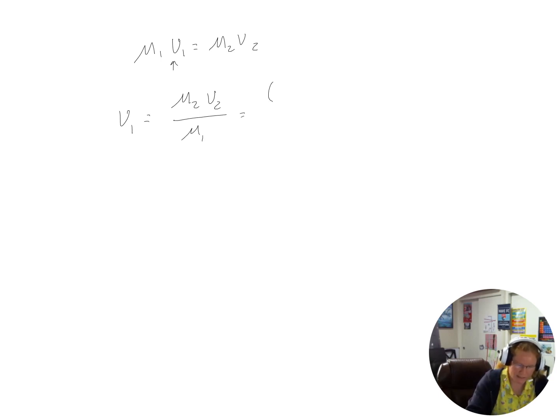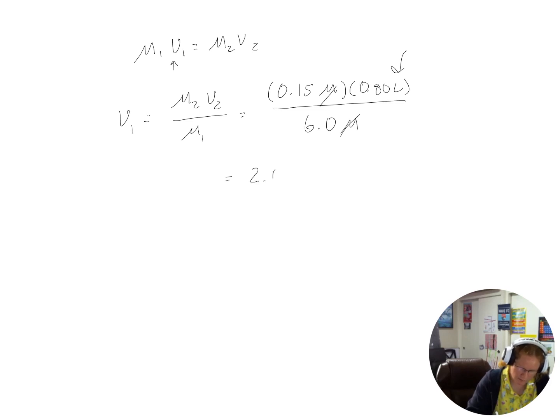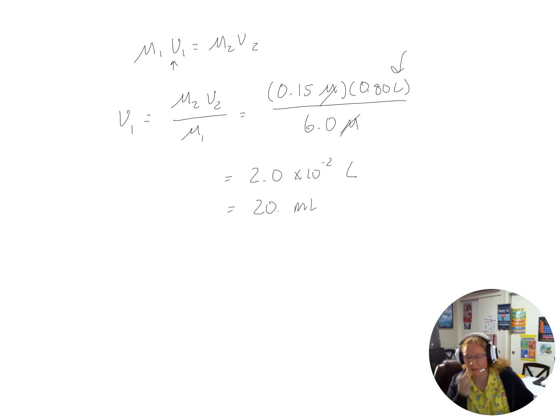And so then it's a matter of plugging it in. So I have my 0.15, I have my 0.8, over my 6.0. And so molarity and molarity cancel, and we're left with that volume. And we get 2.0 times 10 to the negative 2 liters, which works out to 20 milliliters. Usually we do things in milliliters because that's what most of our glassware is in.